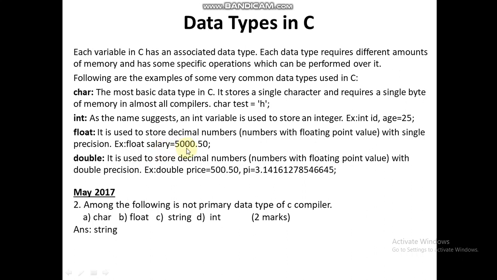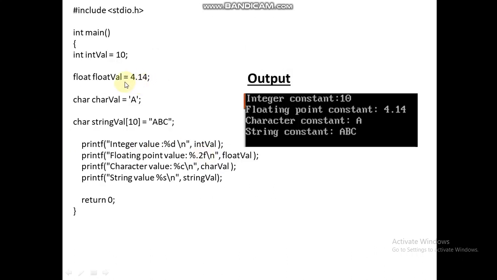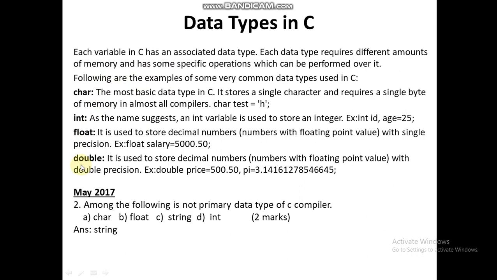Example, salary is equal to 5050. One more example here, float value equal to 4.14. It contains a decimal point number. Then the fourth data type is double. It is used to store decimal numbers. Even float is also used for decimal numbers, but double is for numbers with floating point values with double precision.